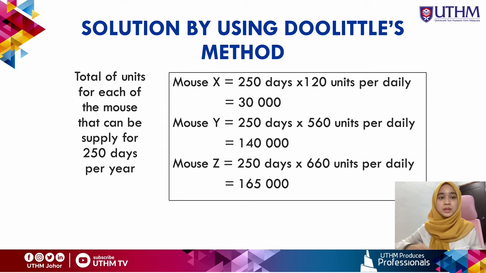And finally, we can get the total of units for each of the mouse that can be supplied for 250 days per year. For mouse X, we multiply 250 days times 120 units per daily, and we get 30,000 units. For mouse Y, we get 140,000 units. And finally, for mouse Z, we get 165,000 units.